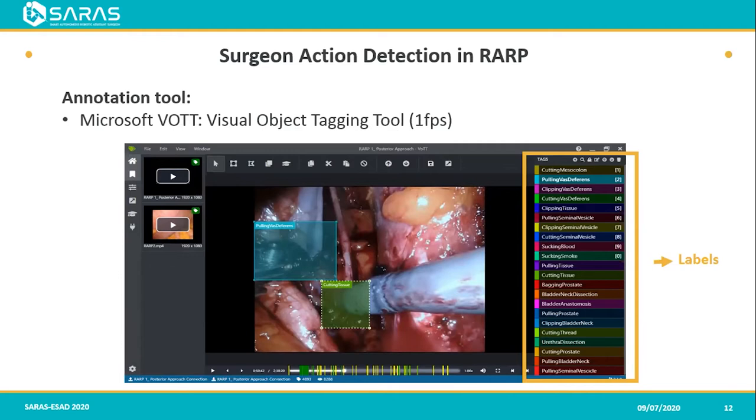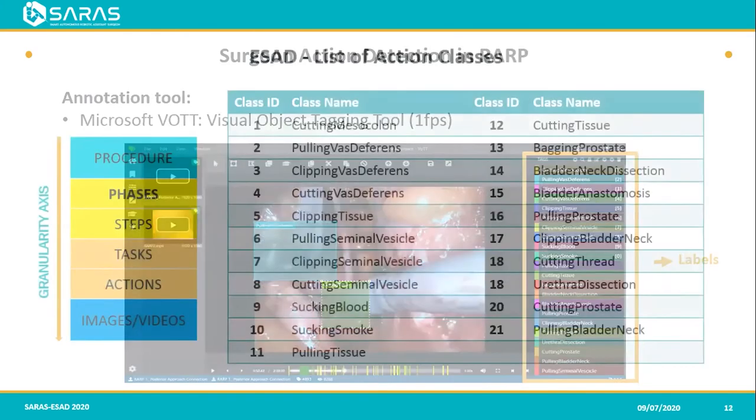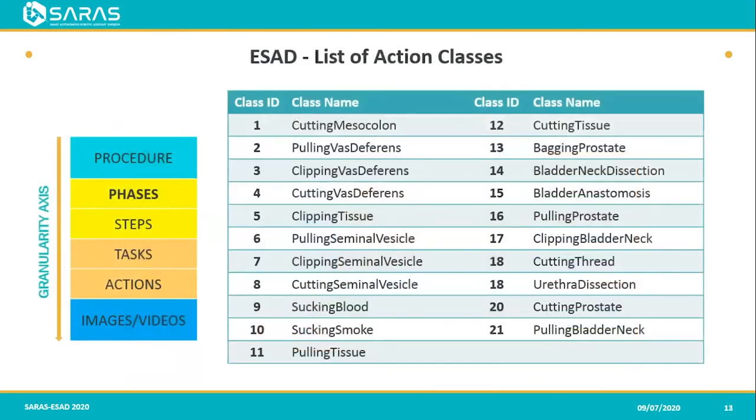Detection is performed by the main or the assistant surgeon. The annotation is performed at one frame per second. Using a visual object annotation tool and on the basis of the granularity axis, we collected a list of 21 labels or action classes on the basis of the modeling of the RARP procedure shown previously.